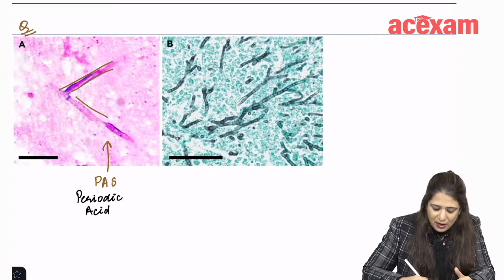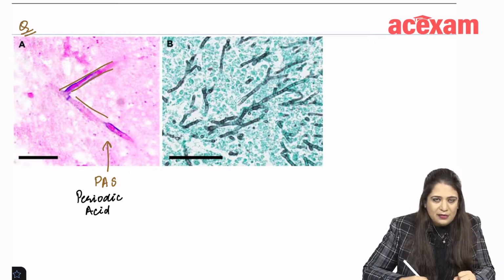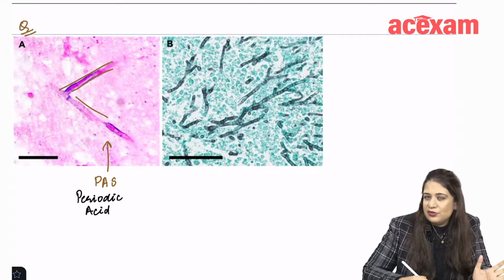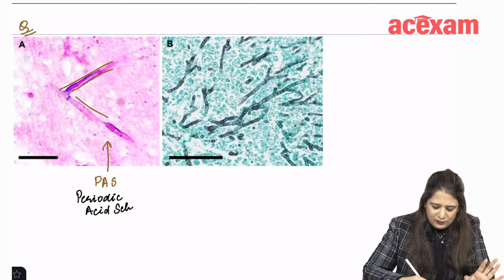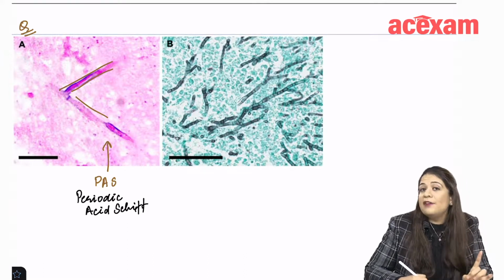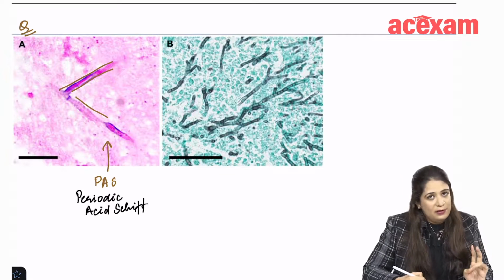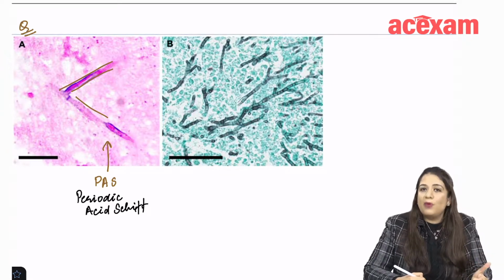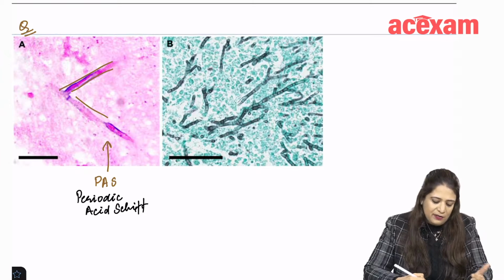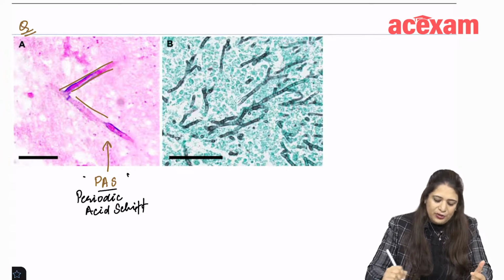Also remember, this PAS not only stains the fungal organism, it is used as a special stain, which we'll discuss in the special stains lecture for a host of other things. Periodic acid Schiff reaction. Here in this lecture I have told you only one use, which is to differentiate lymphoblast from myeloblast. Lymphoblasts show block-like positivity by PAS stain, right? Which is the same PAS which is used here.